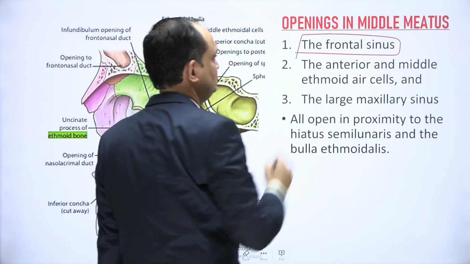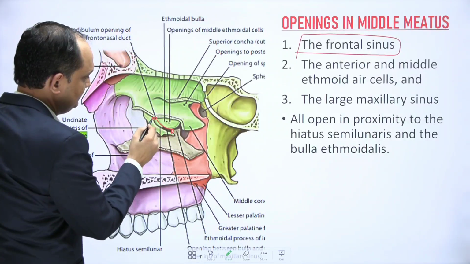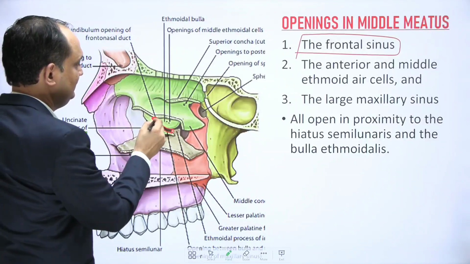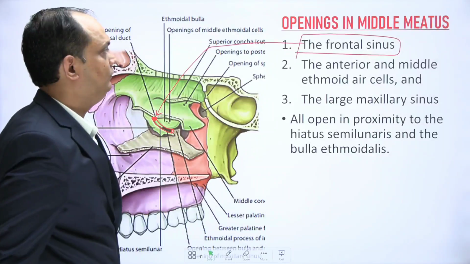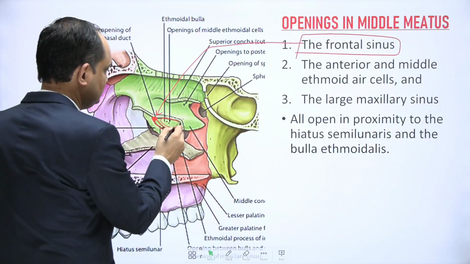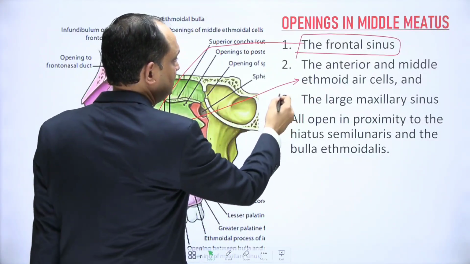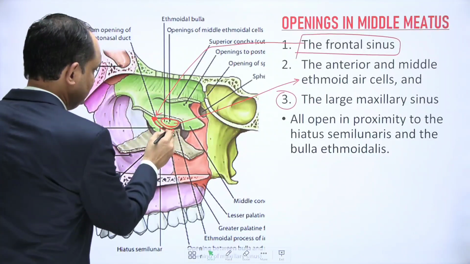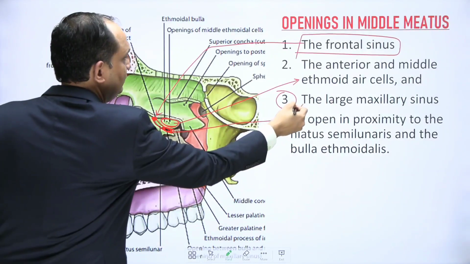So where does the frontal sinus open? When you see this hiatus semilunaris, which is a gap between the uncinate process and bulla, in the anterior part of this hiatus semilunaris you have the infundibulum, which receives the opening of frontal sinus. Then the anterior and middle ethmoidal air sinuses open on this bulla ethmoidalis itself. Then you have the third opening, that is the largest opening, and this is the maxillary sinus. So the maxillary sinus opens into the posterior part of hiatus semilunaris.